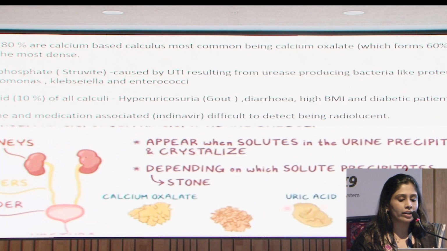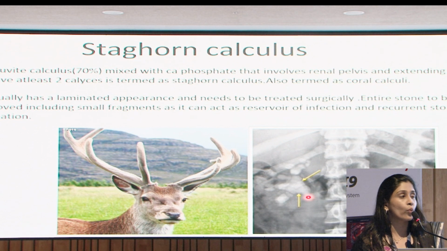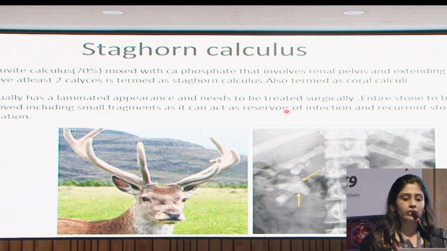Next is a staghorn calculus. This is a large pelvic calculus in this image which is extending to the calyceal system. As it represents the stag's antler, it is termed as staghorn calculus. It has a laminated appearance and needs to be treated surgically. Why is it important to treat it surgically? Because even leaving behind a small fragment of it can act as a reservoir of infection and result in recurrent stone formation.